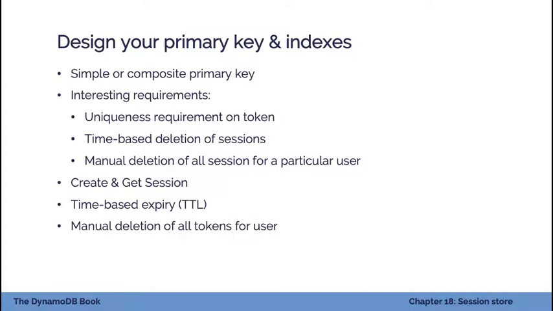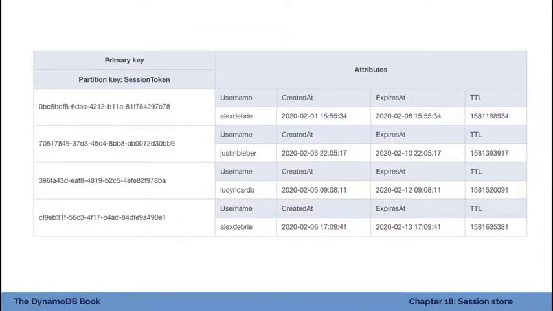The last access pattern we have is manual deletion of all the tokens for a user. So if we go back to our table, when this user sends up this request, we need to find all the tokens for a user and delete those. And you'll see the username is on there, but it's an attribute. It's not in that primary key, so we can't search directly by that. What we're going to do instead is create a secondary index using that username that's going to allow us to query that, find all the sessions for a particular user, and then once we have those items, those sessions, we'll go back and delete each of those items. So it's going to be a two-step process.